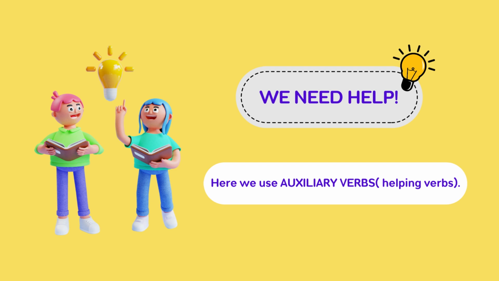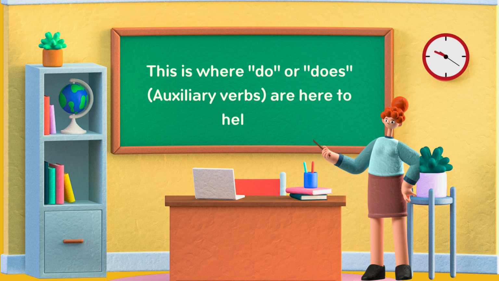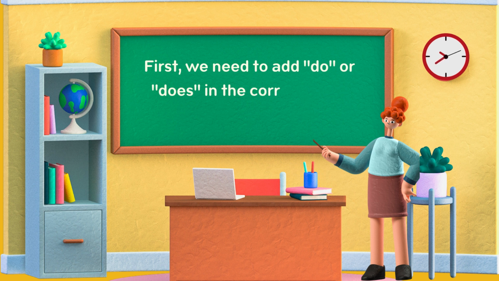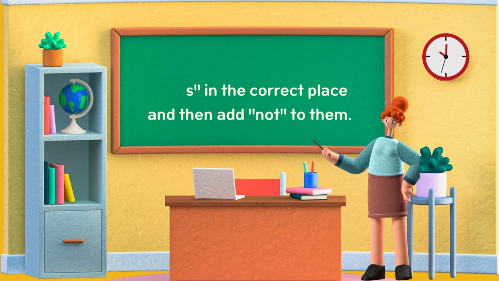But what are they? As you can see in this slide, we use do or does, which are called auxiliary verbs, and are here to help us. All right, first, we need to find and add a do or does in the correct place, and then, very simply, add not to them to make our sentence negative. Let's take a look at our next slide to see how it works.